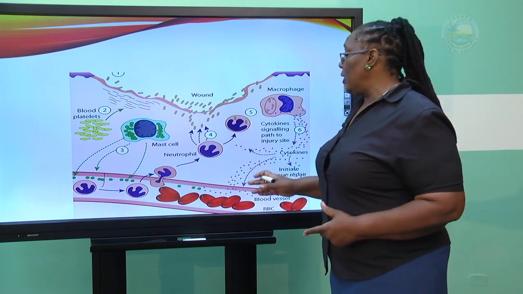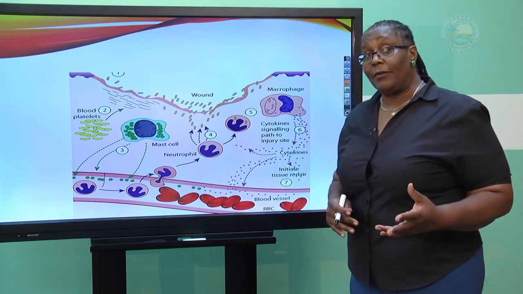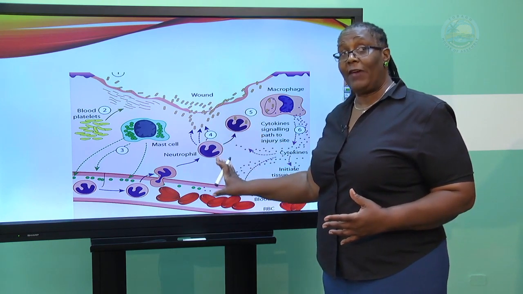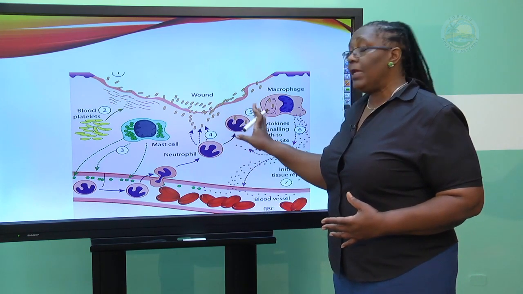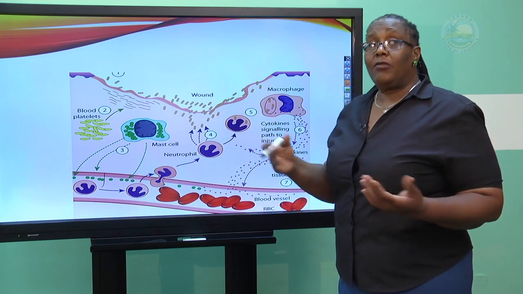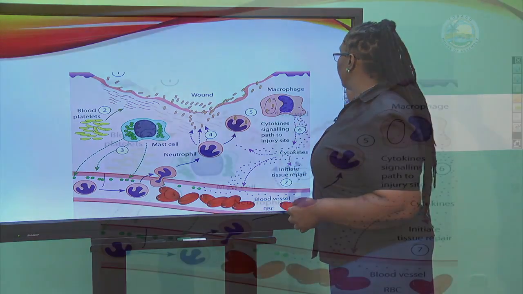Now what it is doing, it is actually going to work to get rid of some of the pathogen. Sometimes this may be sufficient and this may quell the infection, but there are times when it may not be sufficient, and then you may have to have the other response, which is the specific response or the acquired response.